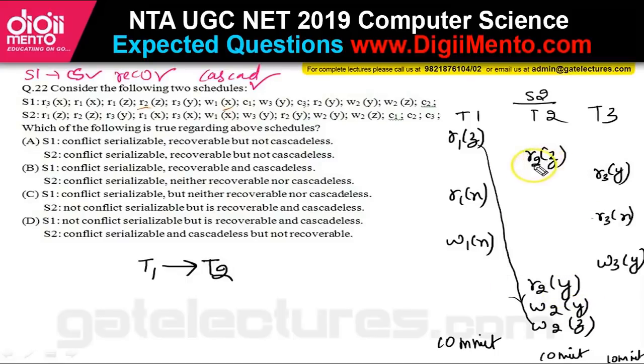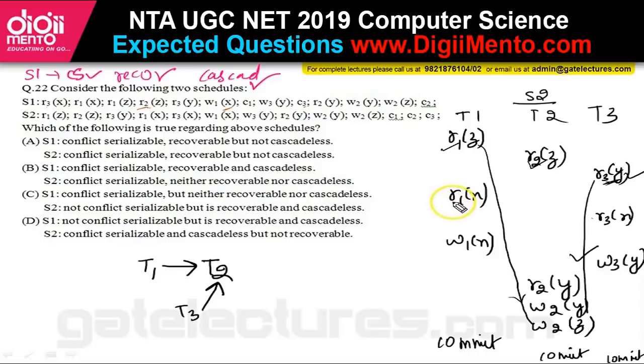Now R2 is performing read operation on Z. Is there any problem with that Z on this side? No, so it is perfect, not a problem. Now R3Y, is there any problem with that? Is there anyone performing write operation on Y? Yes, there is a problem. So it means T3 must be performed before T2. Okay, so it is right.